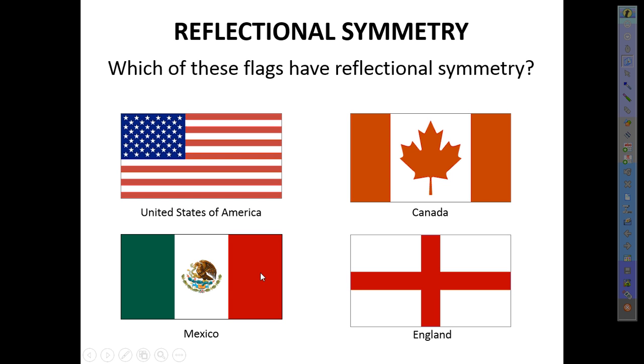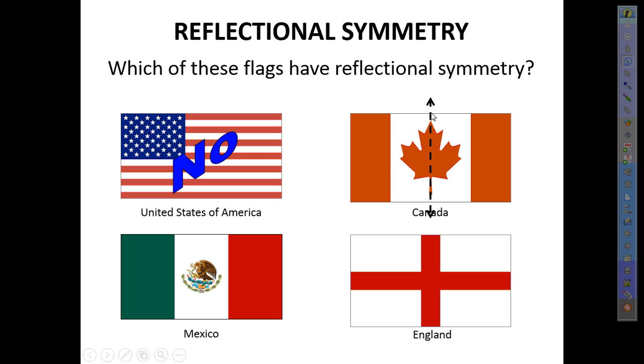Now, which of these flags have reflectional symmetry? Somewhere where you can fold the flag in half and it's exactly the same on both sides. No, that one's not. No matter how we fold it, having this in the upper corner makes it not the same, no matter how we look at it.